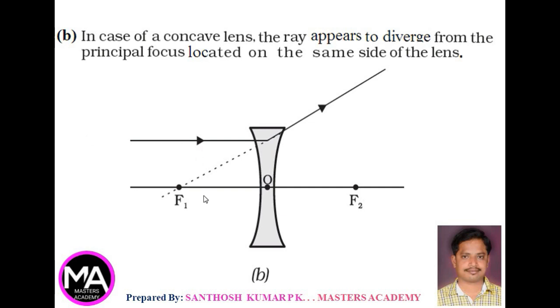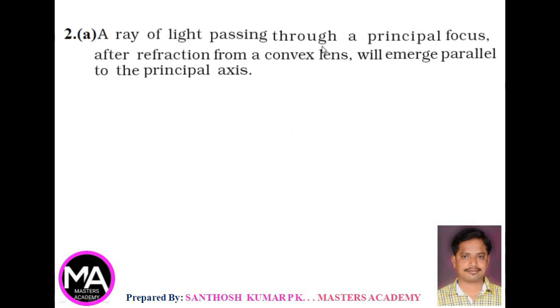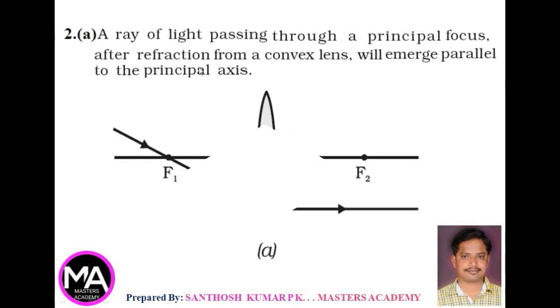So this ray is parallel to the principal axis. After refraction, it is a diverged ray. Whenever it is drawn backward, it appears to pass through the principal focus. Second case, a ray of light passing through a principal focus, after refraction from a convex lens, will emerge parallel to the principal axis.